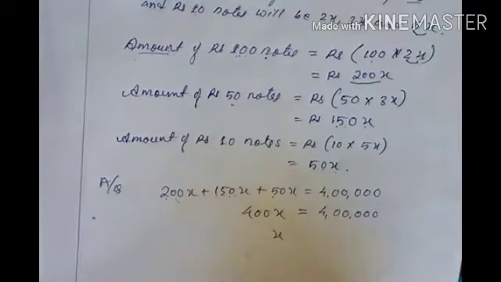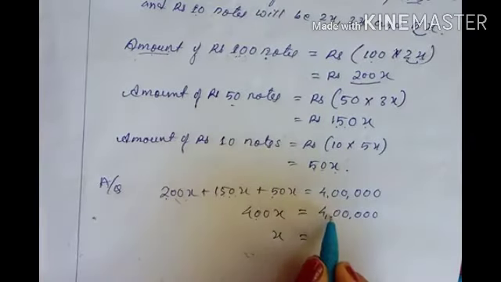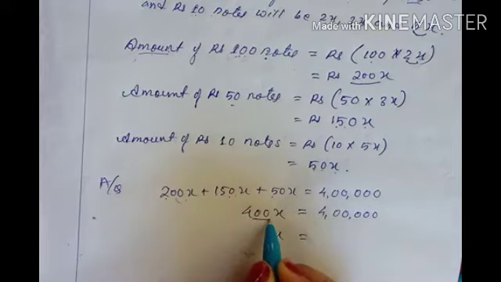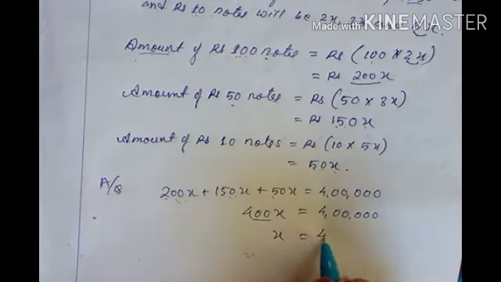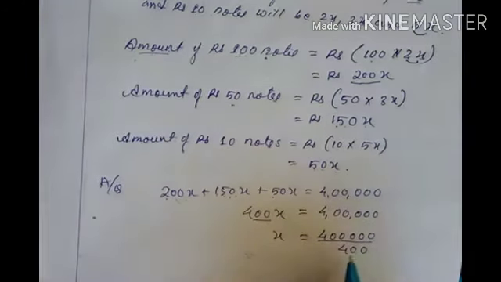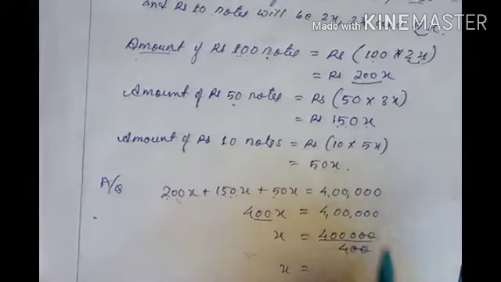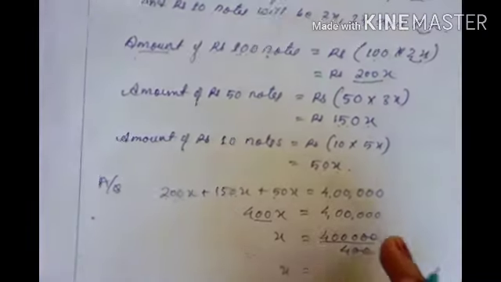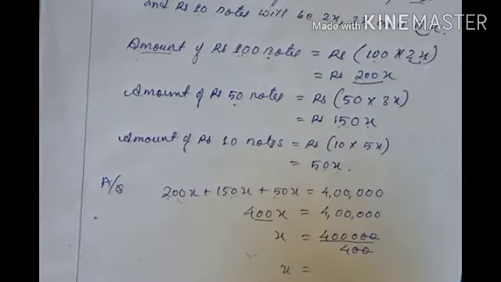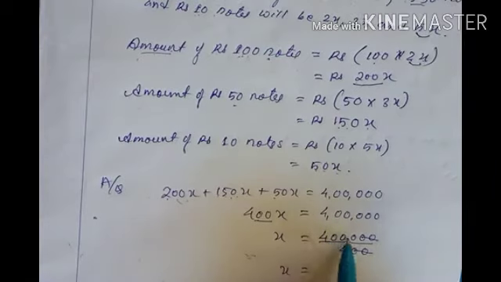Now you need the value of x, so you will transfer this 400 to the right hand side. Here it is multiplication, so on the other side it will become division. Now how will you divide this? You know very well how to divide. First you can cancel 20 and 20, numerator and denominator. If you divide 4000 by 4, you will get 1000.